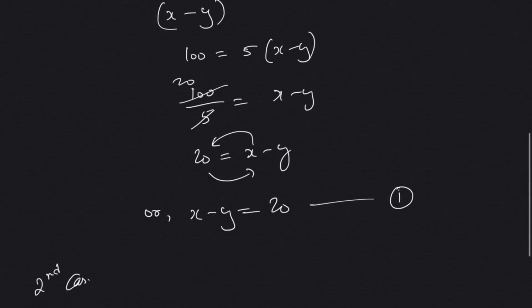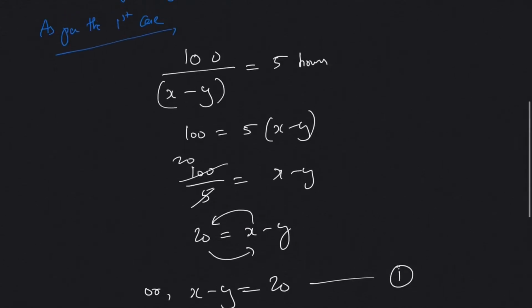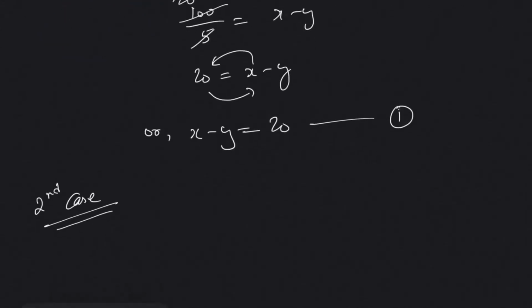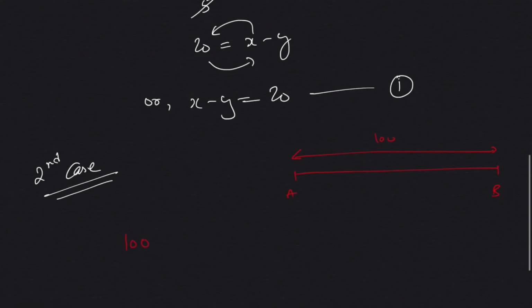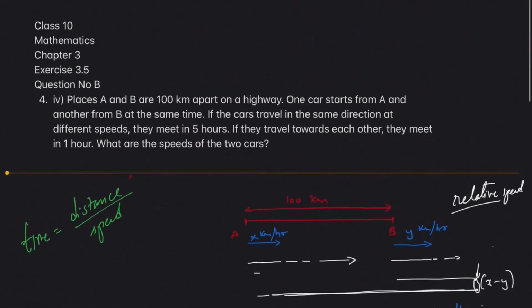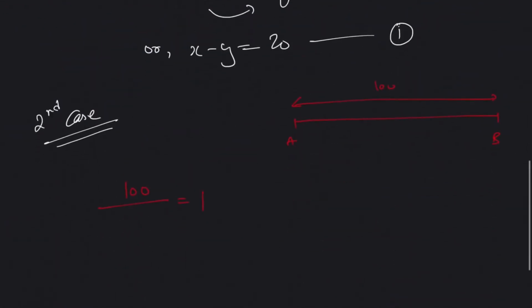Now as per the second case. I'll just draw it here. A to B, that is the same 100. So the distance by the speed is equal to what? Say they travel towards each other, they meet in 1 hour. Definitely it is in 1 hour, because they travel towards each other.